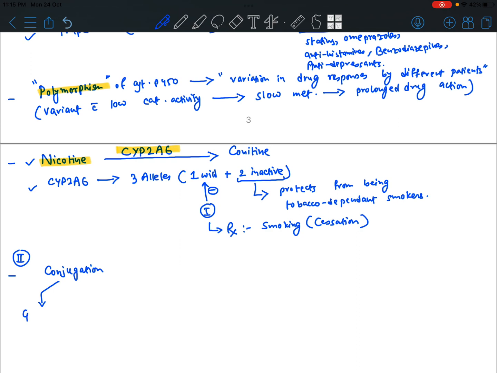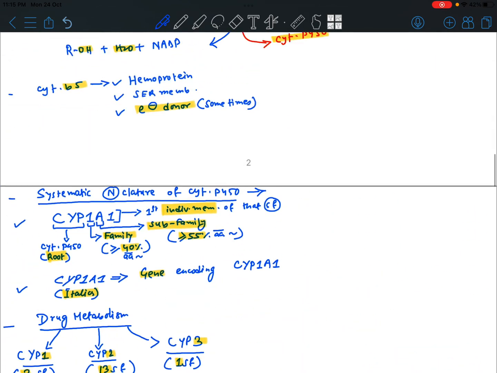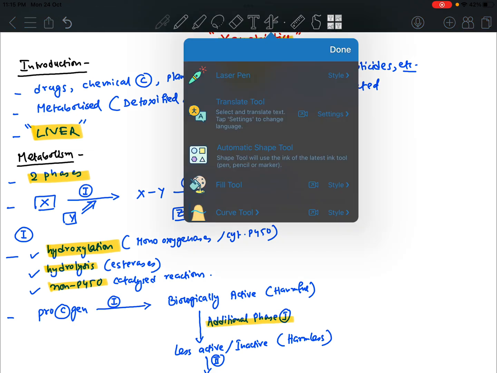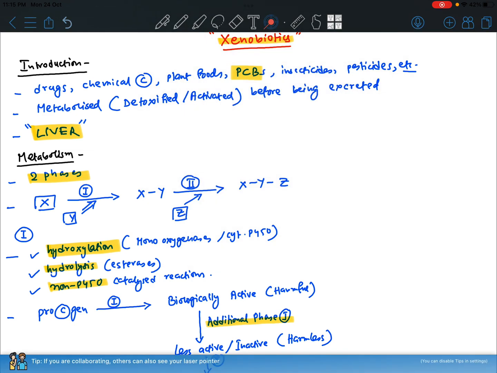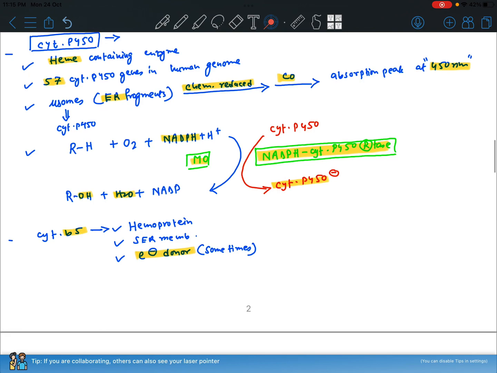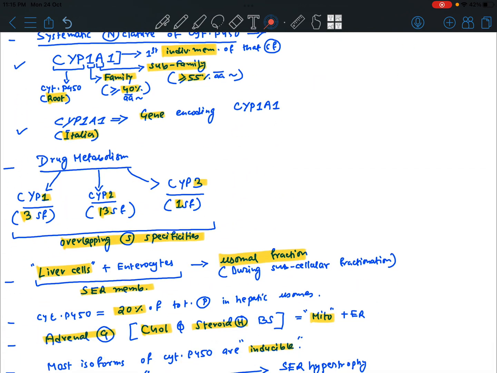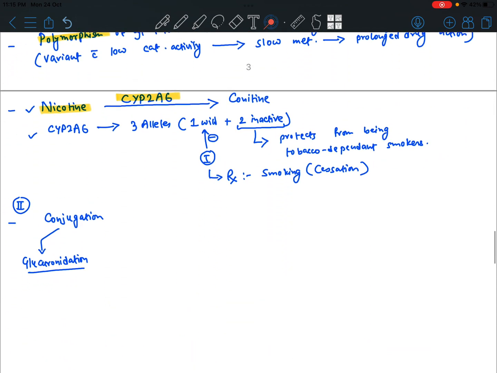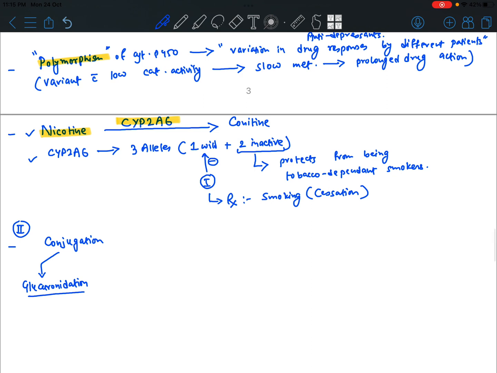So there's glucuronidation. I mean the Z that we used here, right? The Z that we used here, that can be glucuronic acid, that can be anything, that can be active sulfate, that can be glutathione or whatever. So glucuronidation is one way.